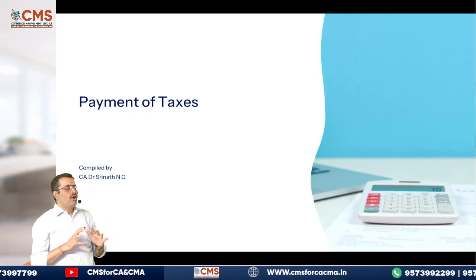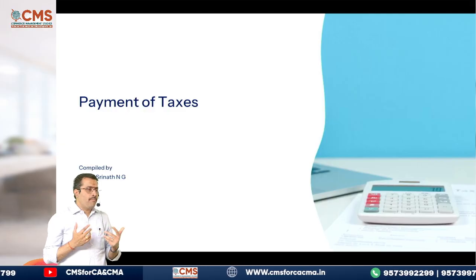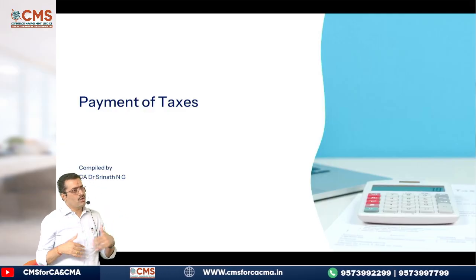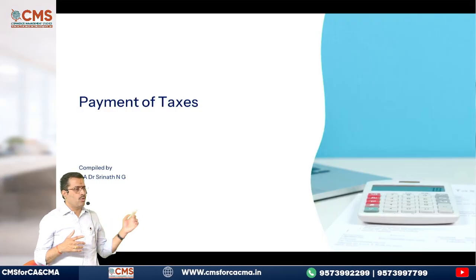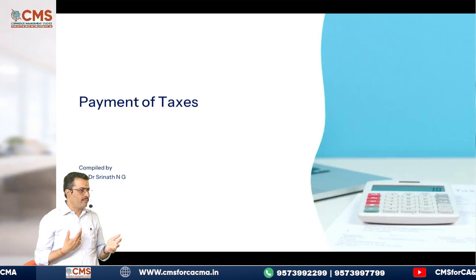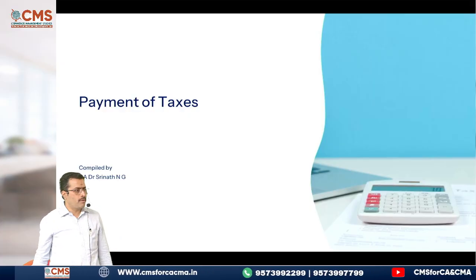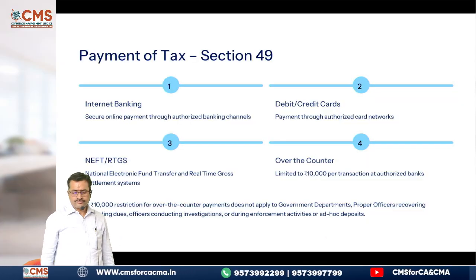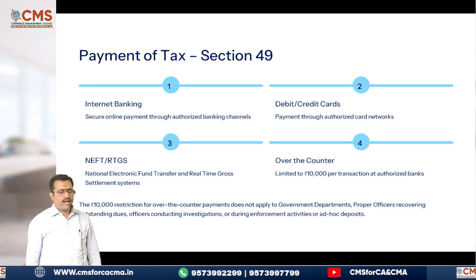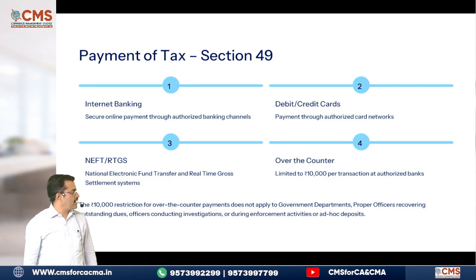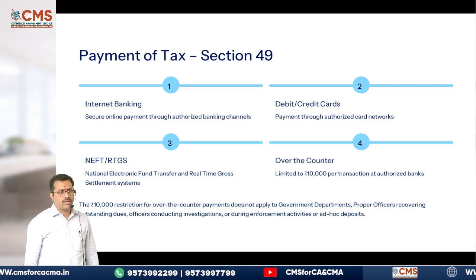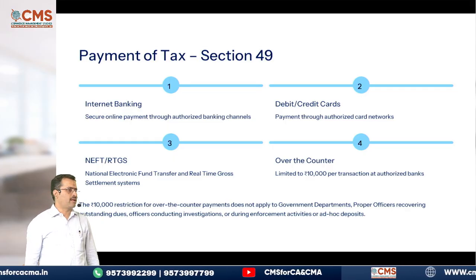But when you go to the bank, you can pay not more than 10,000 rupees. Rest all, if it is more than 10,000, you have to pay only through other features. Now they have also started UPI. Yes, that is Google Pay, PhonePe, etc. Now see, payment of tax, section 49 I have given. Internet banking, debit or credit cards, NEFT or RTGS, and lastly, over the counter. In the over the counter, you see the limit, I have given you 10,000 rupees.